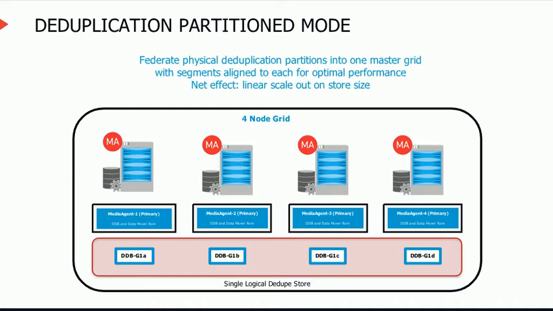CommVault next-generation software further increases scale by 100% over version 10, as it now supports either 2 to a maximum of 4 deduplication nodes per grid. 3 nodes is currently not supported.